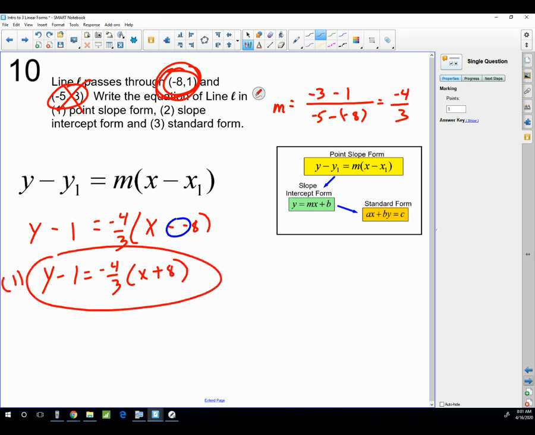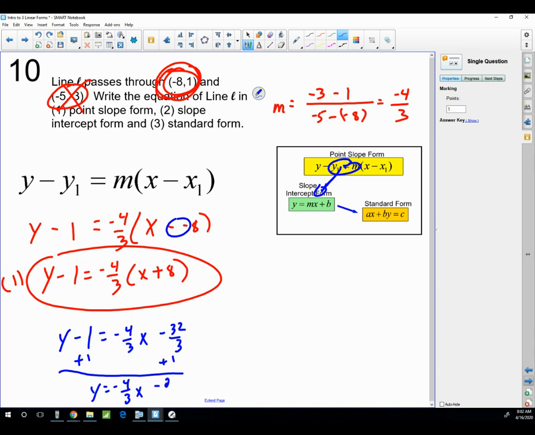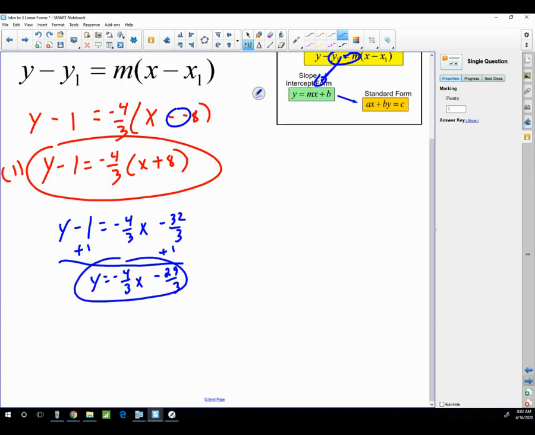And then to get part 2, we just distribute. So let's take that answer. y minus 1 equals -4/3 x minus 32/3. And then add 1 to both sides. And so y equals -4/3 x, that's 3/3, so that's minus 29/3. Feel good about that. That is the answer to part 2.